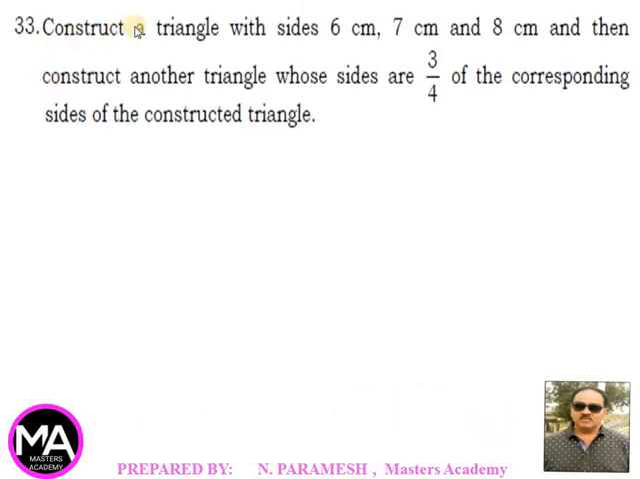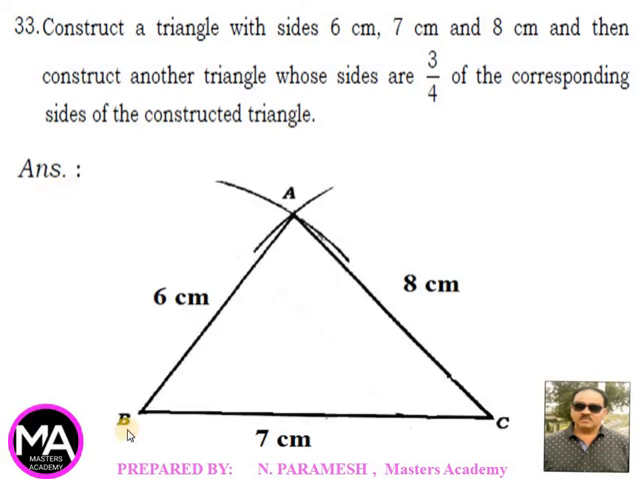Question 33. Construct a triangle with sides 6 centimeter, 7 centimeter and 8 centimeter, and then construct another triangle whose sides are 3 by 4 of the corresponding sides of the constructed triangle. Answer: first, draw the 7 centimeter line that is treated as BC.